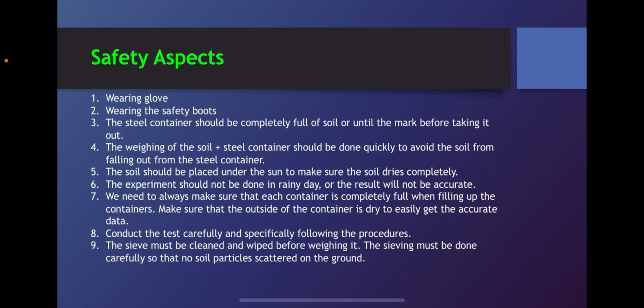So, the safety aspects. First, we must wear gloves and then wear safety boots. The steel container should be completely full of soil, or filled until the mark, before taking it out. Then the weighing of the soil plus steel container should be done quickly to avoid the soil falling out from the steel container. The soil also should be placed under the sun to make sure the soil dries completely. The experiment should not be done on a rainy day or the result will not be accurate.